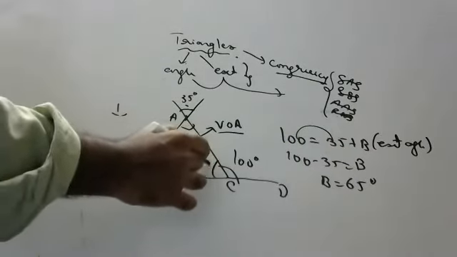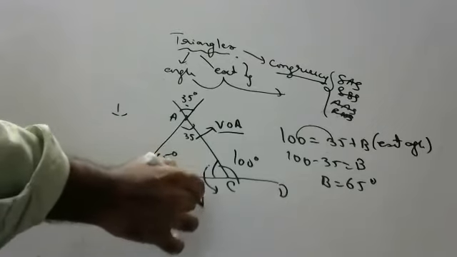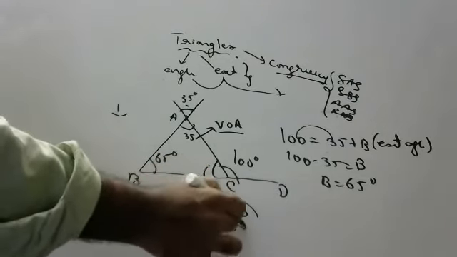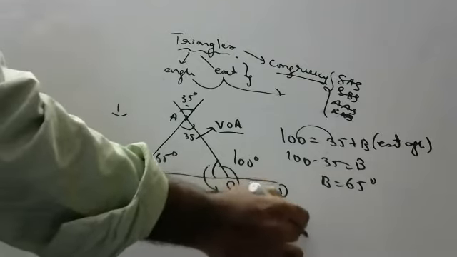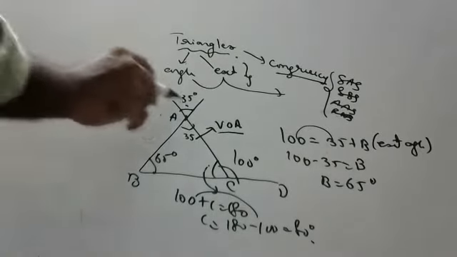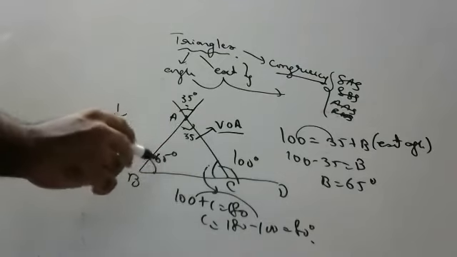How to find out C, children? Linear pair. Let us use linear pair: 100 plus C is equal to 180. So C is equal to 180 minus 100, that is 80 degrees. So all angles are found. Those who did not understand: this is vertically opposite angles, exterior angle is equal to sum of interior opposite, and I found this.